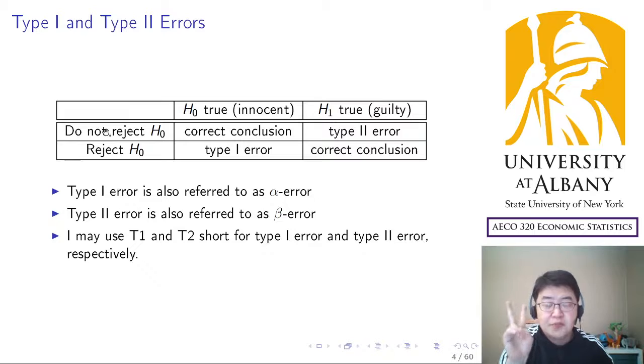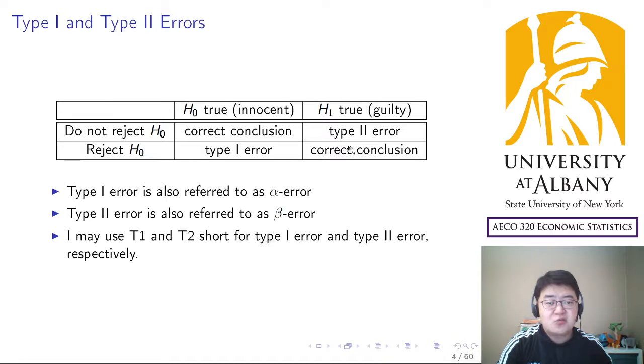So there are only two possible results, and there are 2 possible truths. Truth is either H0 or H1. So if H0 was true, then the correct decision is not to reject H0. Your belief was correct. So if you don't reject it, that's good. That's the correct conclusion. But if you reject H0 when it is true, then we call this type 1 error, as I defined earlier.